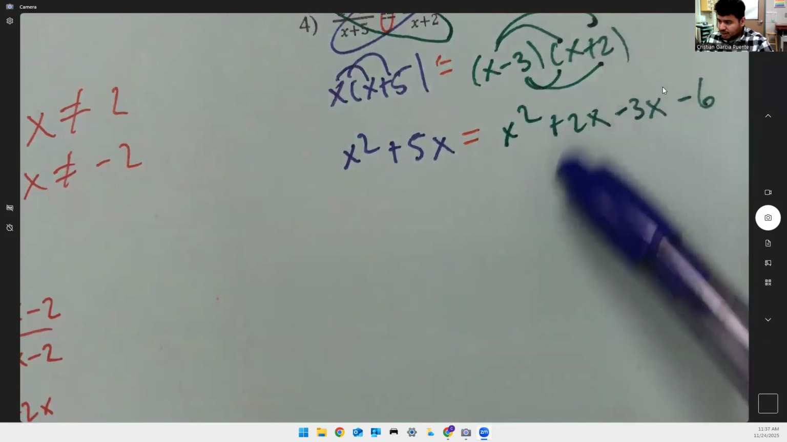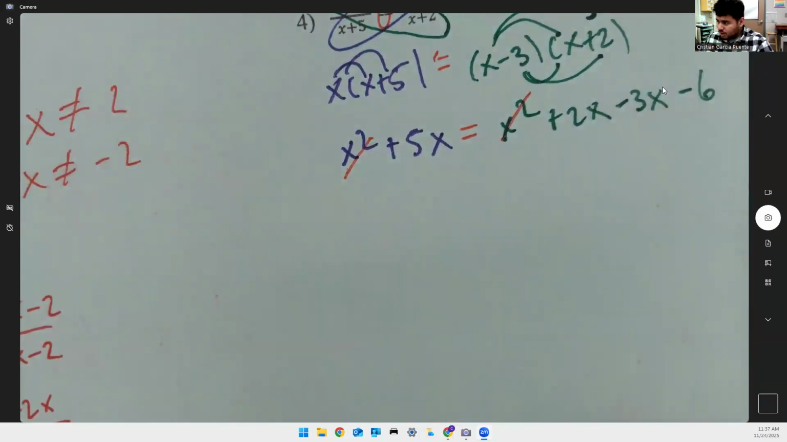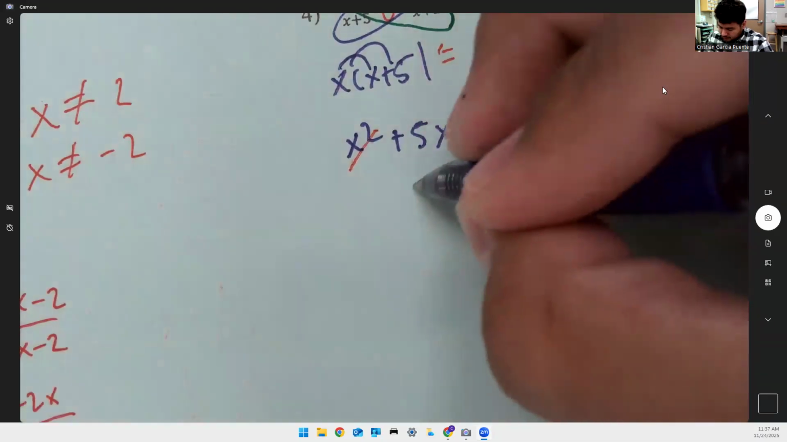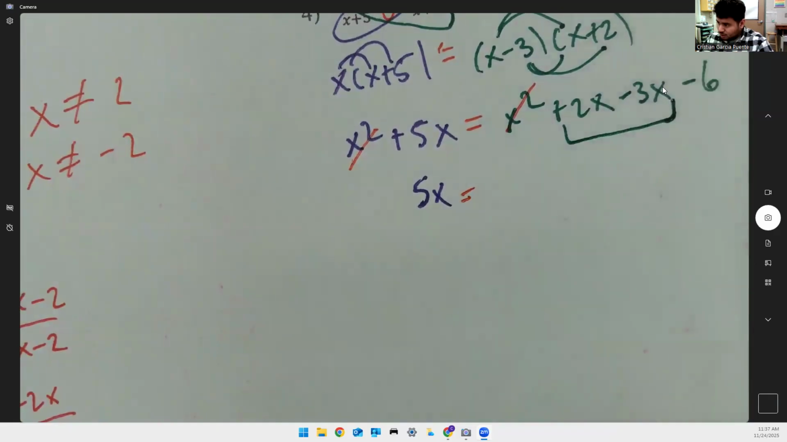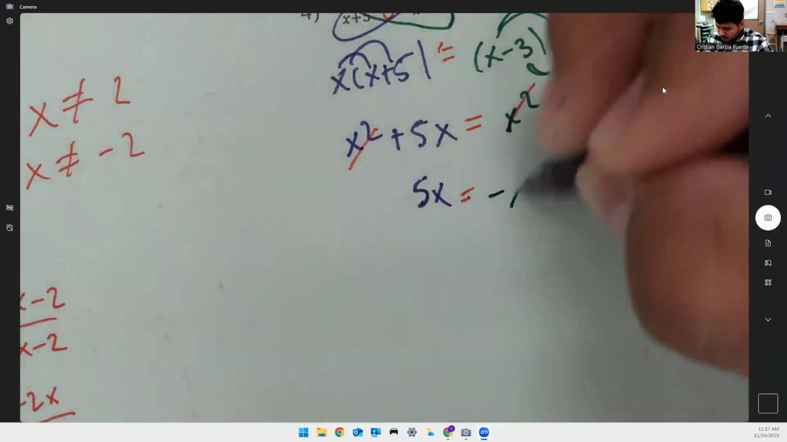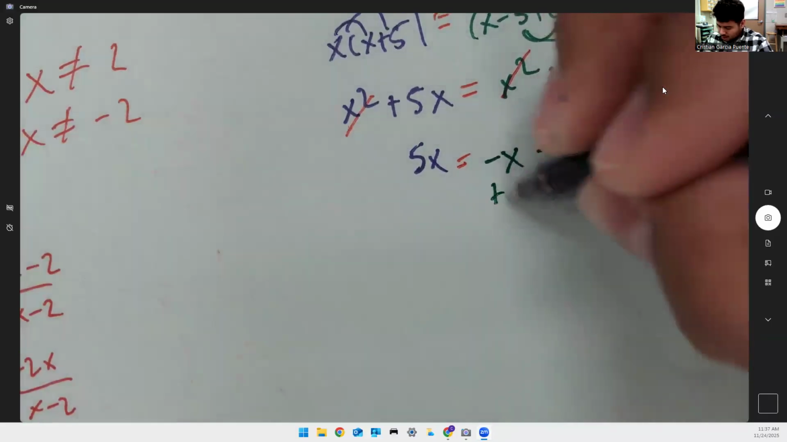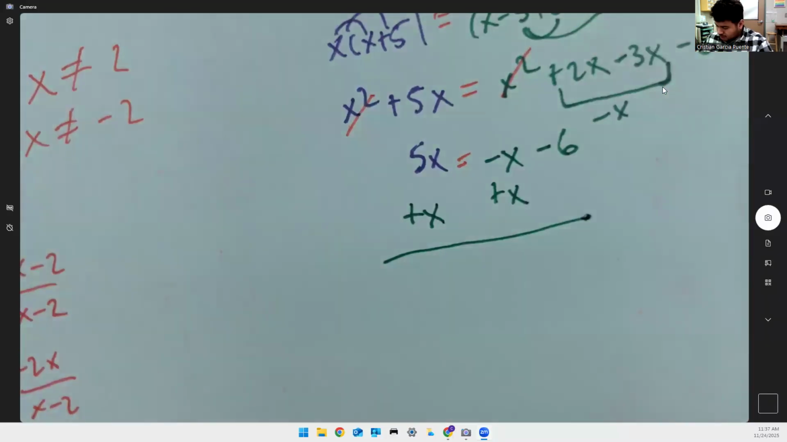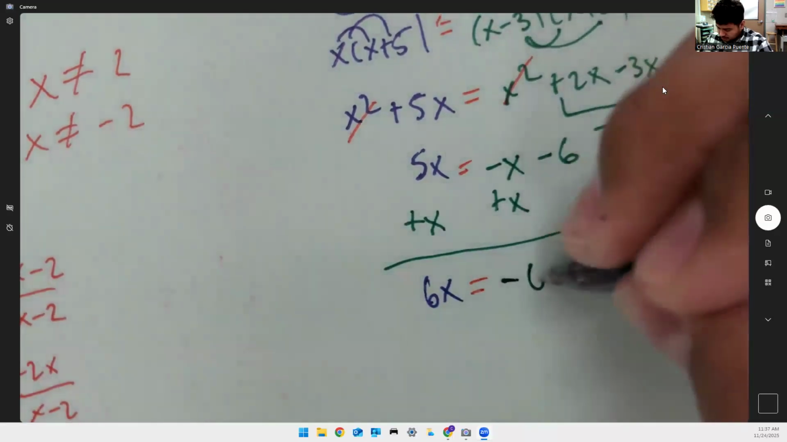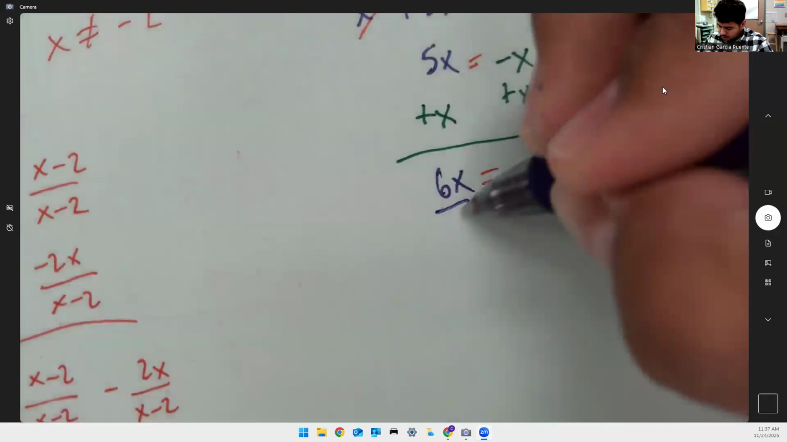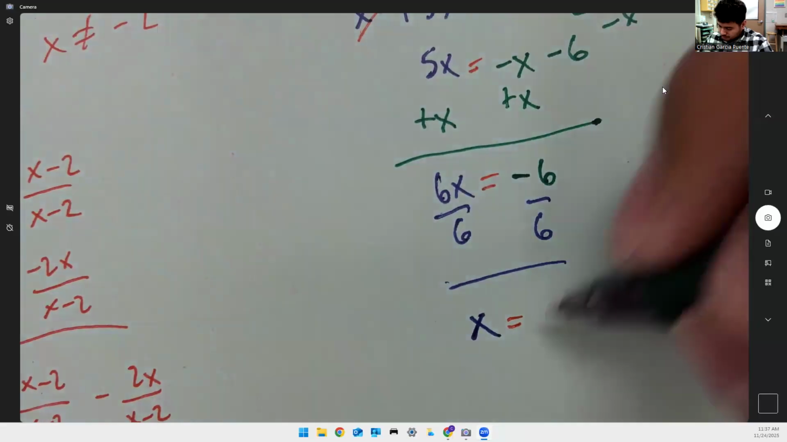Now, since you have an x squared on both sides, you can just start canceling what they have, so x squared and x squared. Now you'll be left with 5x is equal to, combine these two right here. What's 2x minus 3x? That's negative x. So negative x minus 6. How do I get rid of this negative x right here? You add it. 5x plus x is 6x, and that equals negative 6. How do I get rid of the 6? Divide it. So you're left with x is equal to negative 1.